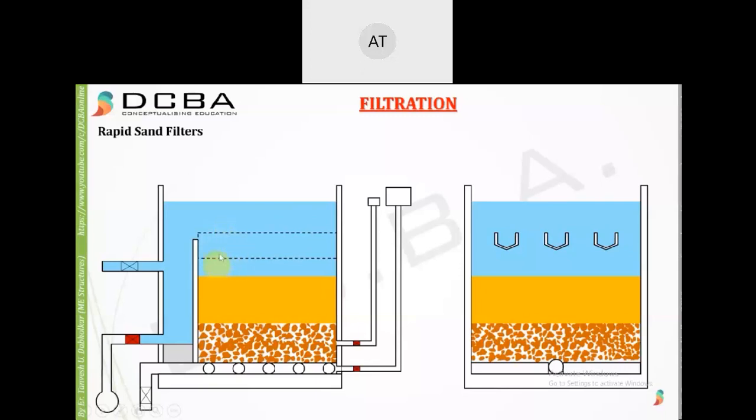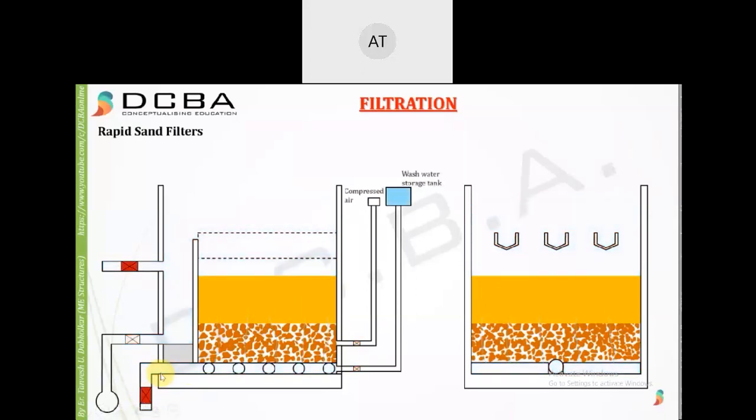Obviously this water is going to trickle down through this sand media, then it will be collected into the laterals. These are the laterals, as you can see. Then it will get collected in the manifold, and from the manifold it is collected outside. The filtered water is collected outside. So this is the general process of filtration in rapid sand filters.